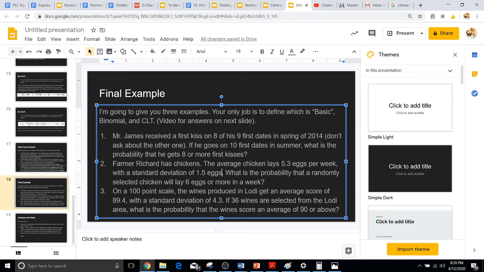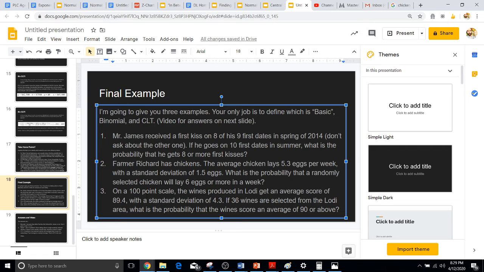In addition, they give you an average, a standard deviation, and a single x. Most importantly, though, it says what is the probability that a randomly selected chicken, so this is singular. It's talking about, okay, if I choose a random chicken, what's the probability that this chicken is going to lay 6 eggs or more in a single week? So it's only one chicken being selected, which tells you, hey, this is basic.